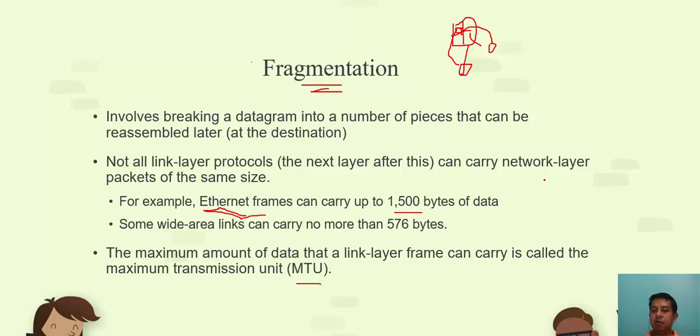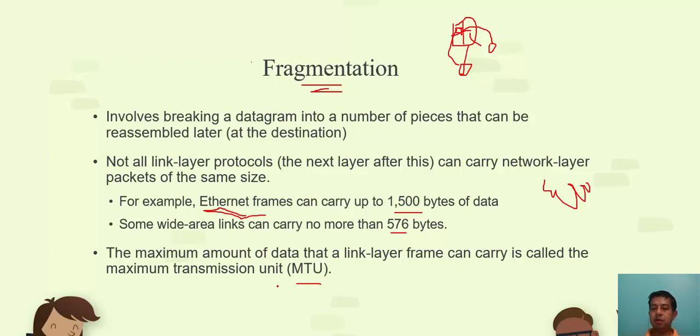That means if I have a frame of, say, 4000 bytes, Ethernet will not be able to handle that particular frame. Some of the wide area links can handle not more than 576 bytes. Some technologies such as SONET can handle a bigger size of frame. Now the maximum amount of data that a link layer frame can carry is known as the maximum transmission unit.